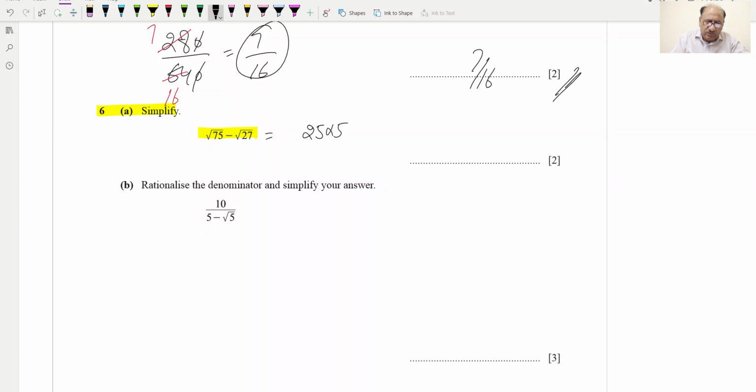Now question number 6, we have to simplify this expression and we can write it as root of 25 into 3, and minus this one we can write as root of 9 into 3. So root 25, this portion we can write as 5, so it will be 5 root 3, minus this portion can be written as 3 outside the root, so 3 root 3.